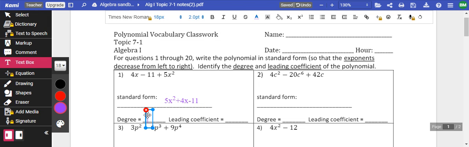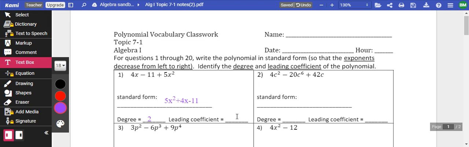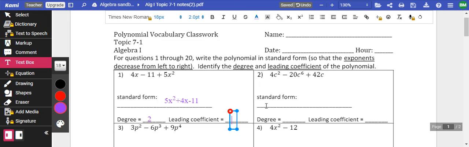Now, the degree is the biggest exponent. In this case, it's 2. The leading coefficient is when I look for the degree with the biggest exponent, the number, the leading coefficient, that's the number in front of the letter. So I'm going to call it 5.